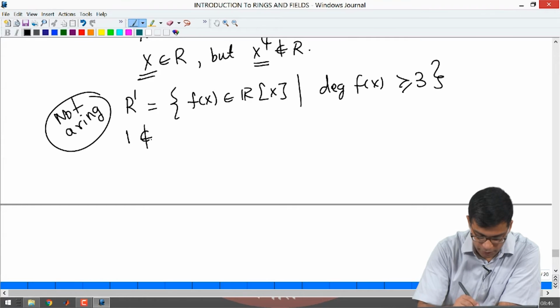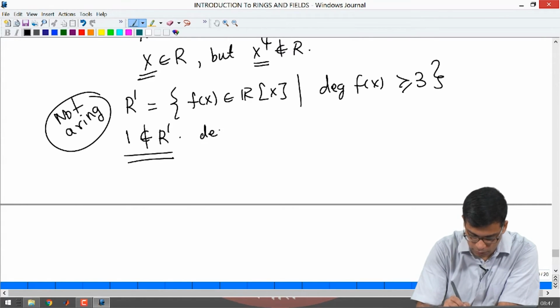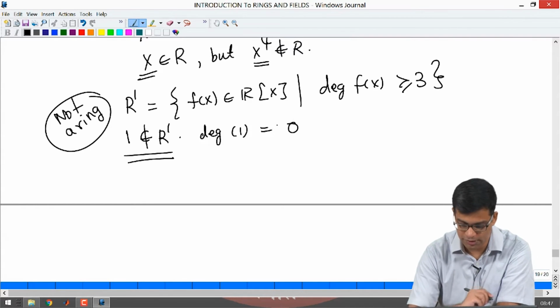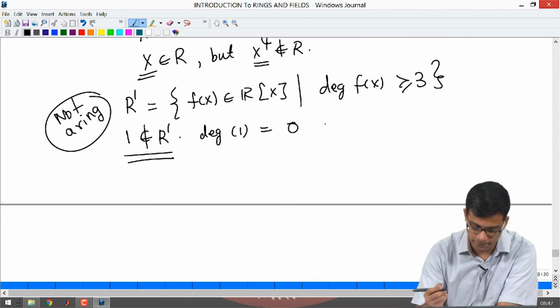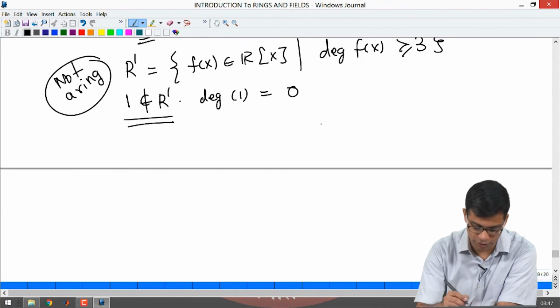1 is not in R prime, right, because what is the degree of 1? Remember, 1 is a constant polynomial, so its degree is 0. So, 1 is not in R prime. Also, it is not closed under addition.